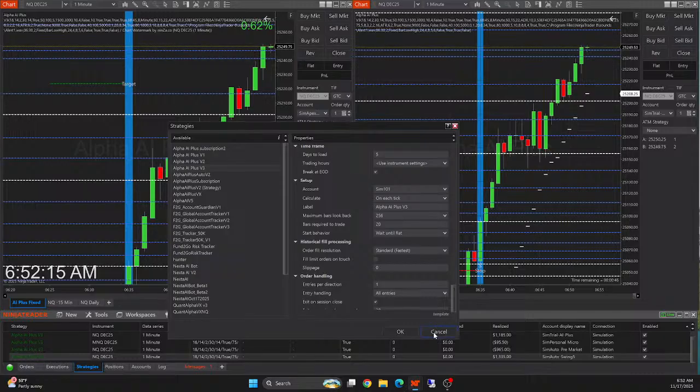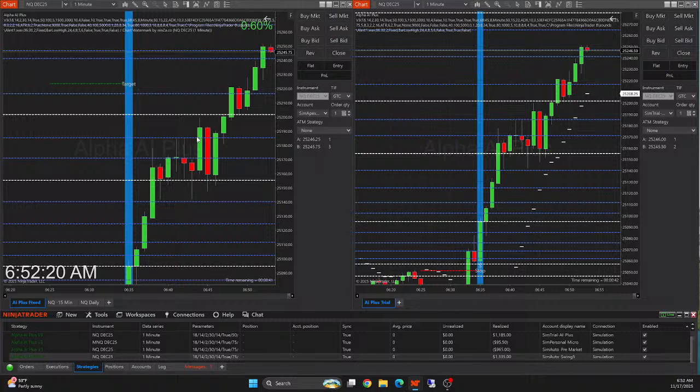And when you get the template, actually you can go back and backtest it over the last year, and you'll see the result yourself.